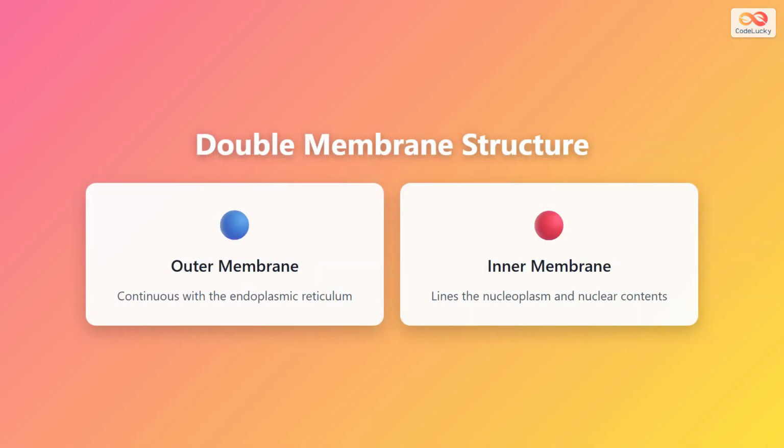The nuclear envelope consists of two distinct membranes. The outer membrane is continuous with the endoplasmic reticulum, connecting to the cell's protein synthesis machinery. The inner membrane lines the nucleoplasm and nuclear contents, providing direct contact with the genetic material inside.